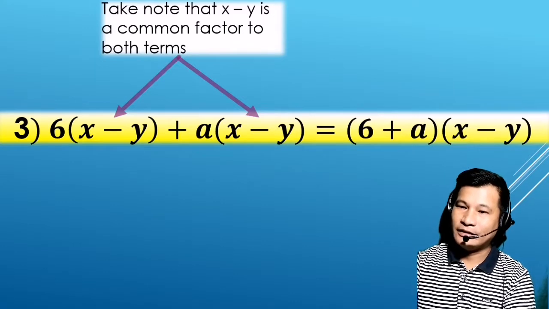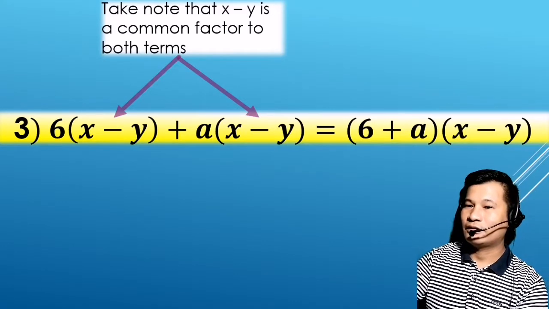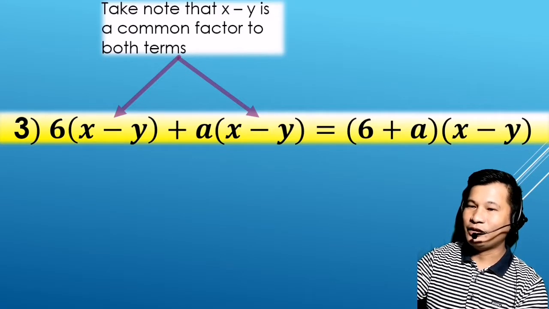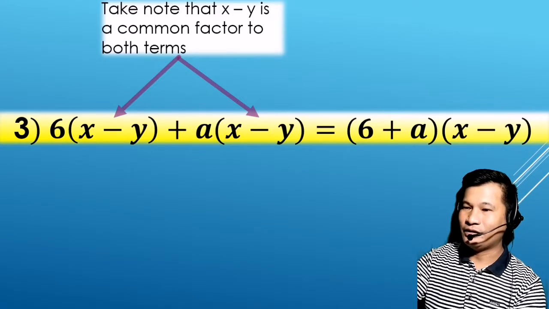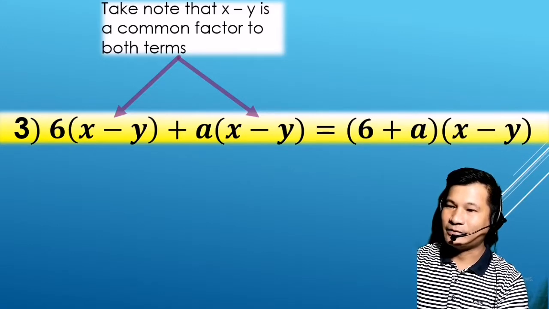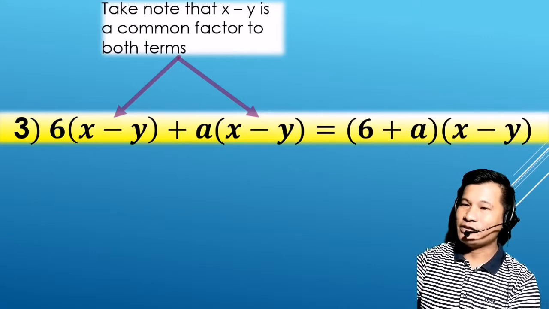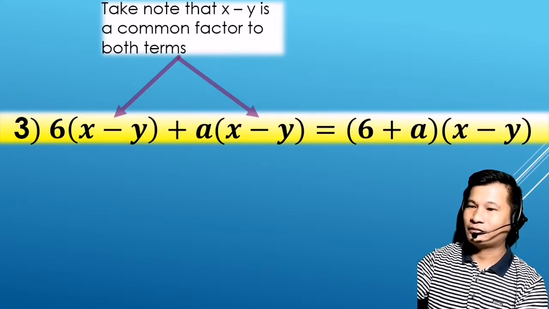For example number 3, we have 6 times x minus y plus a times x minus y equals 6 plus a times x minus y. Take note that x minus y is a common factor to both terms.